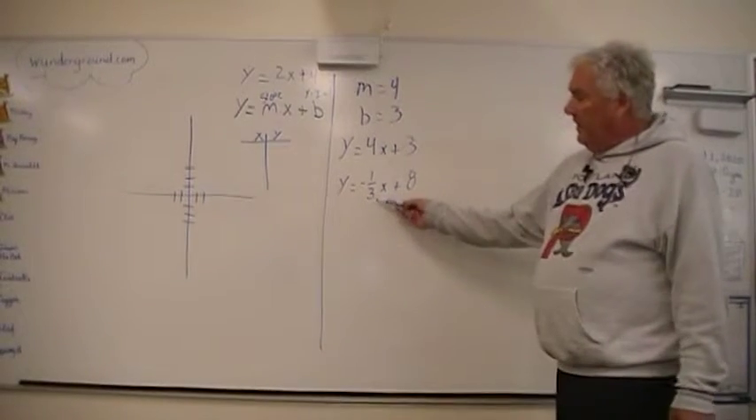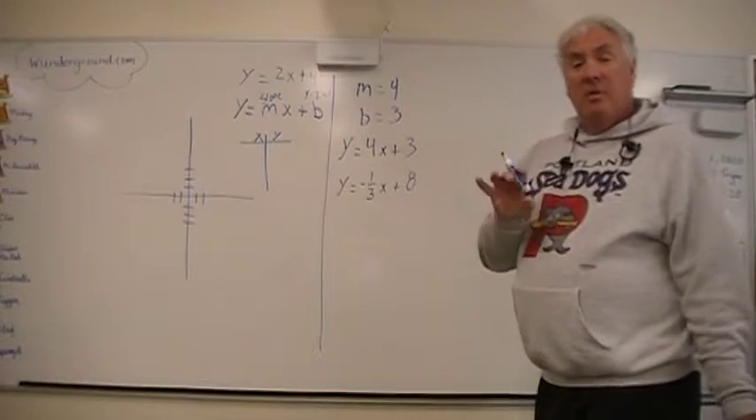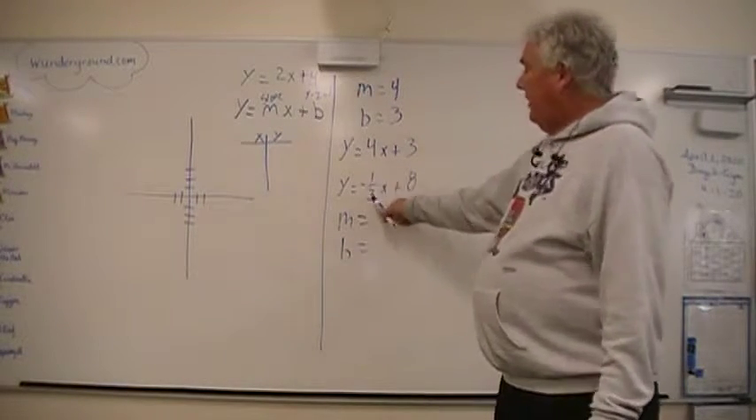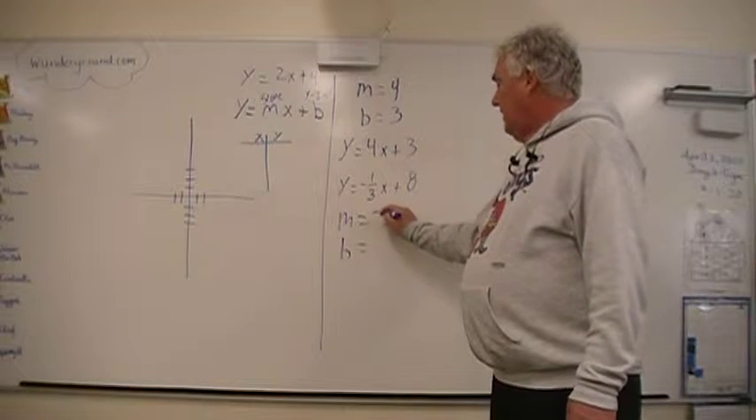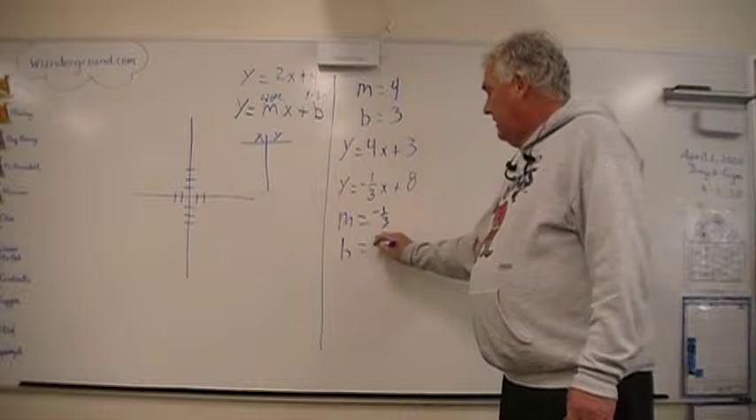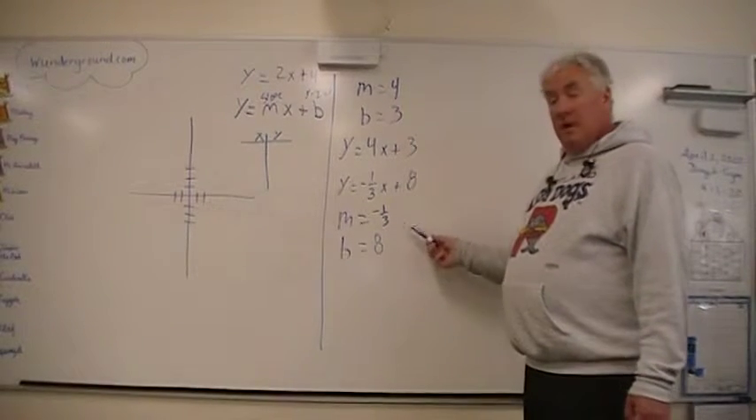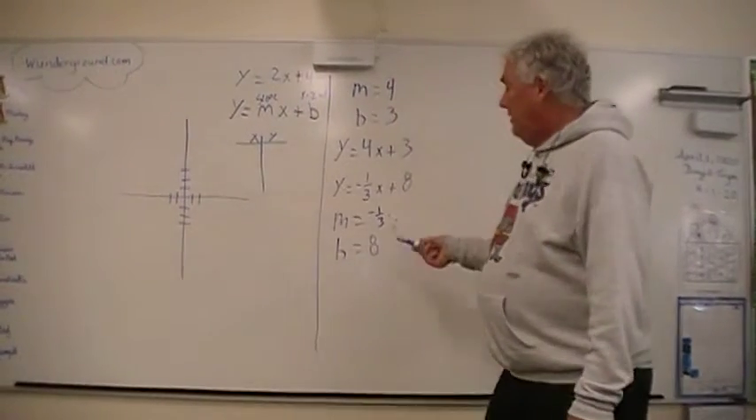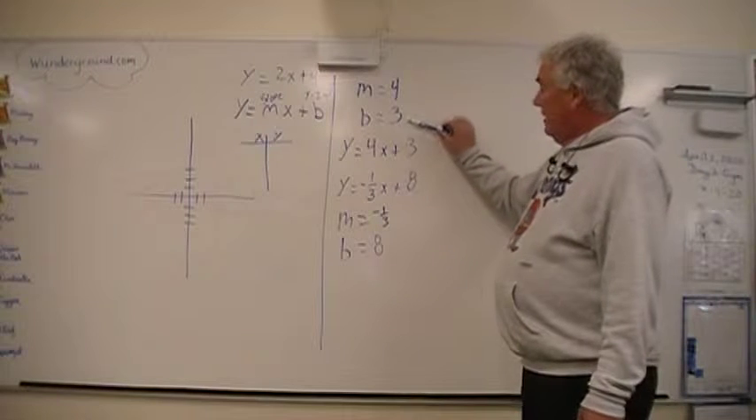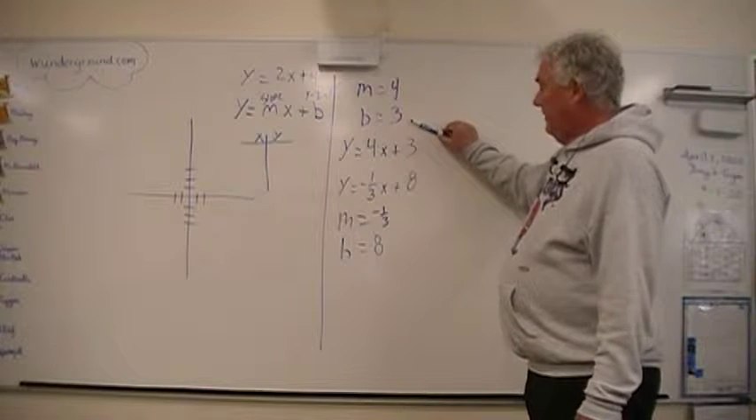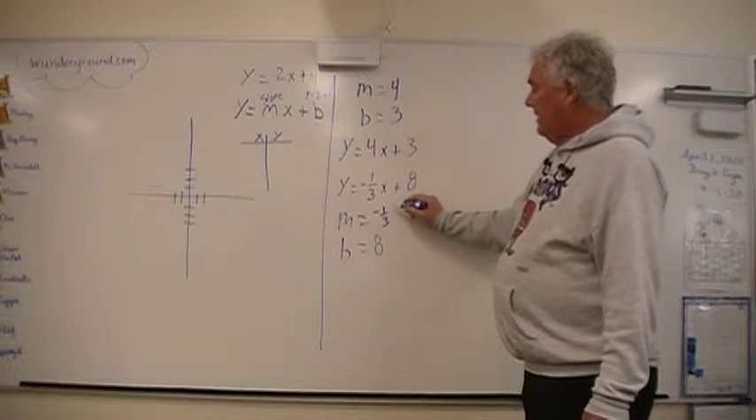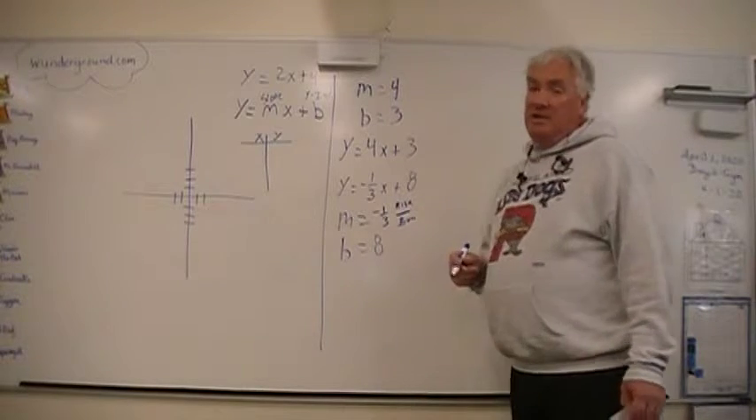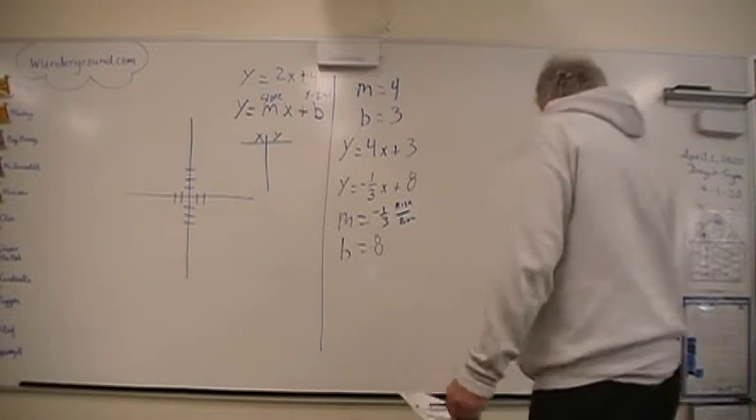I can go in reverse and have y equals negative 1/3 x plus 8, and have you identify what's the slope and what's the y-intercept. The slope is negative 1/3, and the y-intercept is 8. This line will cross the y-axis at 8. It will have a slope of negative 1/3. It's going to go downhill because the slope is negative, and it's going to have a rise of negative 1 and a run of positive 3. So it will go downhill.